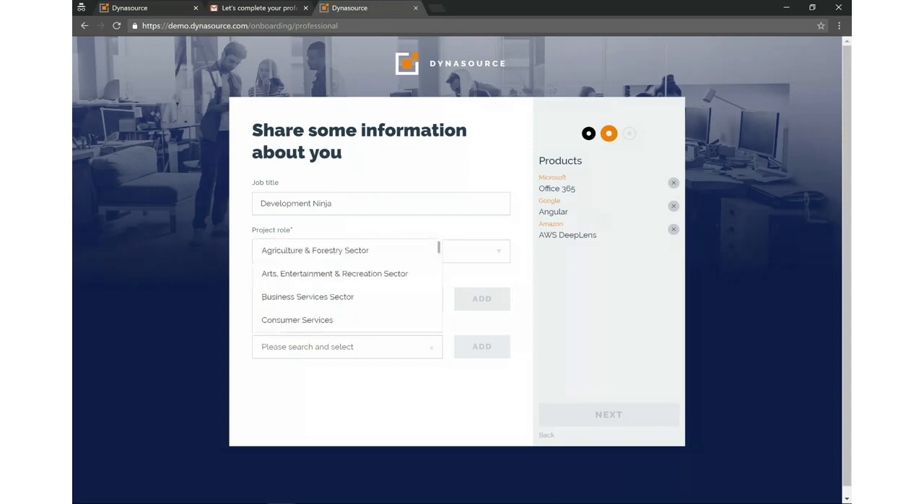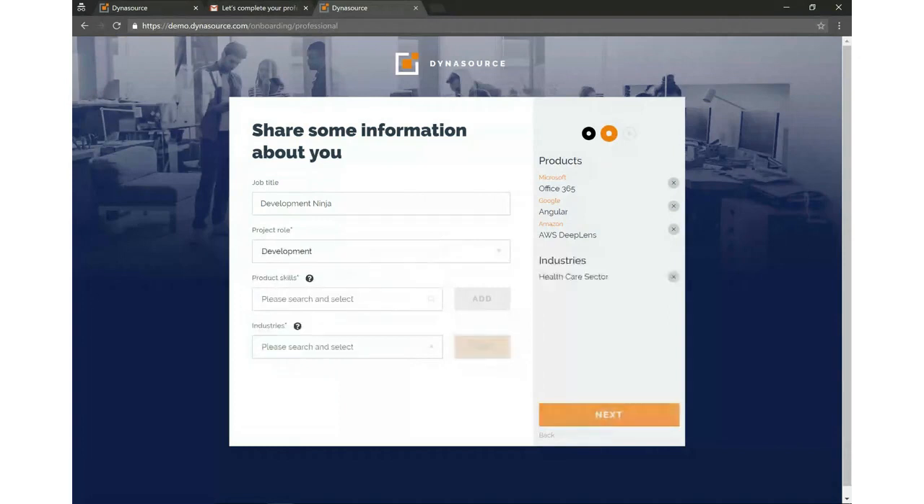And the same goes for industries. So John can tell me that he has some experience with the healthcare sector, but he also has some experience in the media sector. Well, he adds them to his profile, makes sure that his profile is up to date with all the industries and product skills that he has the most experience with, and then he goes to the final step.